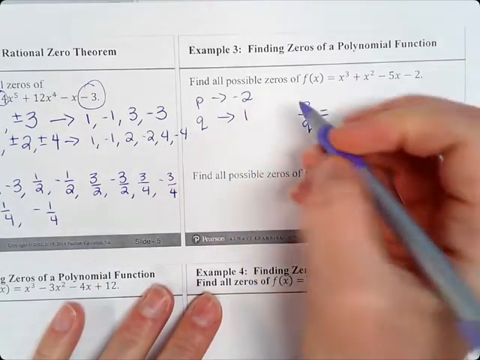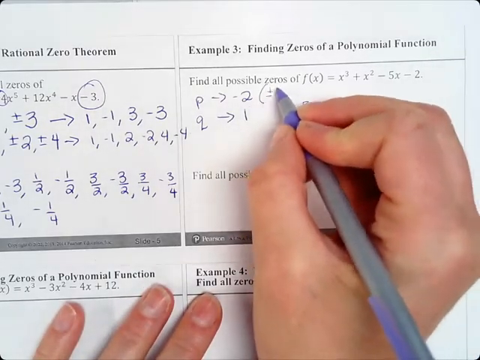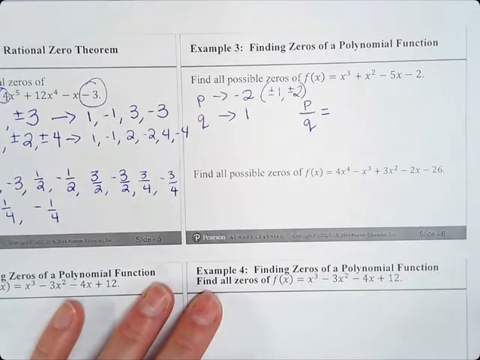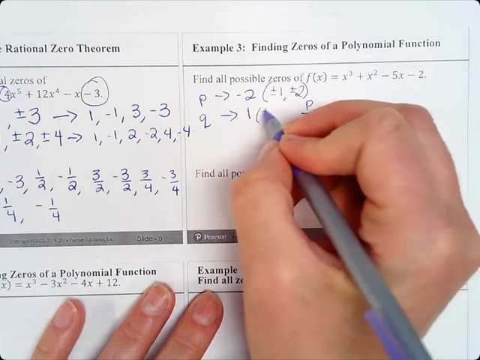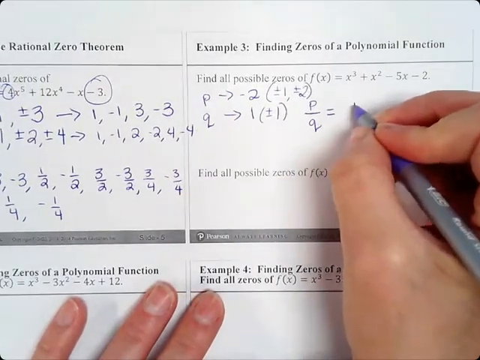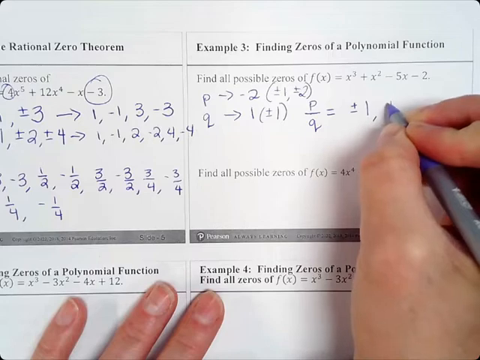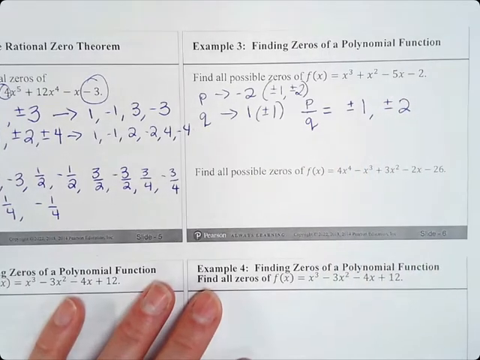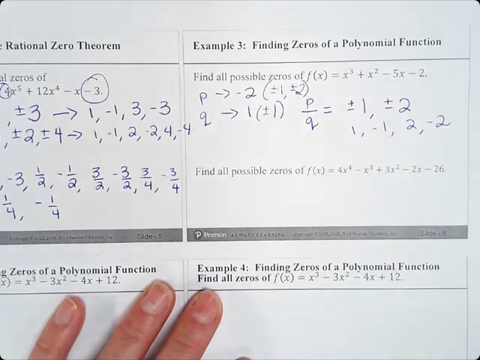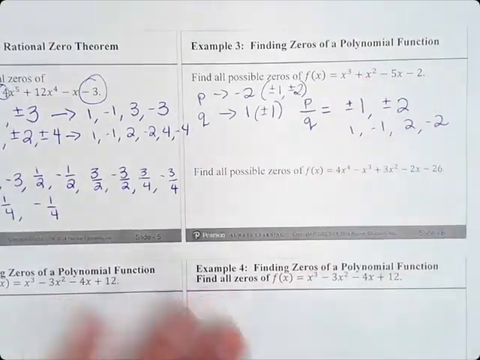So all the factors of 2 are plus minus 1 and plus minus 2. And all the factors of 1 are just plus minus 1. It's -1 times -1. So P over Q, our only options are plus or minus 1, plus or minus 2. So you'd have to try them all out. So we have 1, -1, 2, and -2.